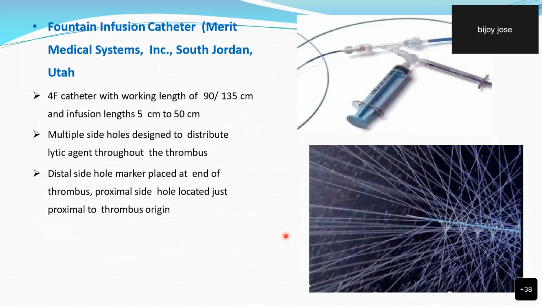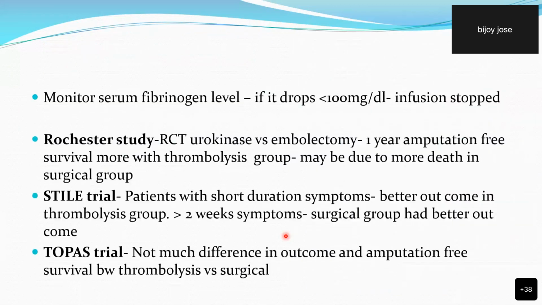The Fountain infusion catheter is a 4 French catheter with a working length of around 90 to 135 centimeter and an infusion length of 5 to 50 centimeter. So we wedge the multi-hole area in the thrombus, and we do thrombolysis through the catheter. The distal side hole marker is placed at the end of the thrombus, and the proximal side hole is located just proximal to the thrombus origin. And we have to monitor the serum fibrinogen level. If it drops to less than 100 milligram per deciliter, we have to stop the infusion.